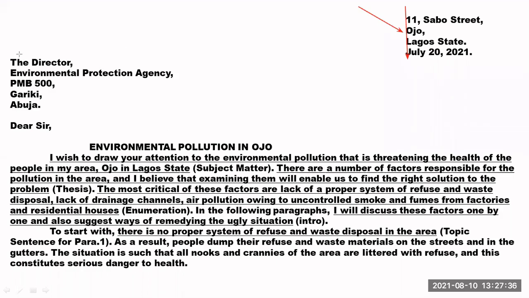So then the next thing is the receiver's designation and full address. Here, if you don't know the address of the person you are writing to, you invent one. What is important is an address that is well presented. That's what the examiner wants from you. So this is really not a real address to any environmental protection agency director. We just invented the address here, knowing where we are likely to find such a person. All right. So here we write the director, Environmental Protection Agency, PMB 500, Gariki, Abuja.